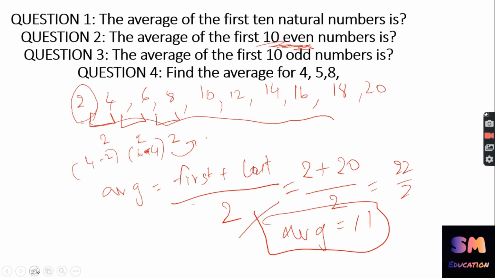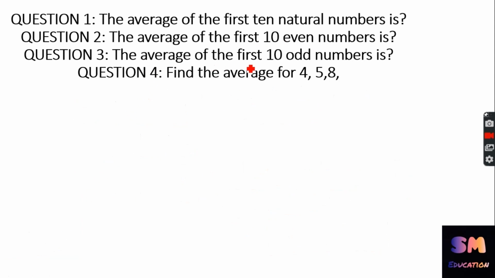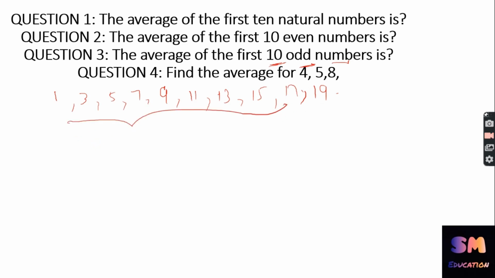Hope you all got my point. Let's solve the third problem. Find the average of first 10 odd numbers. First 10 odd numbers are nothing but 1, 3, 5, 7, 9, 11, 13, 15, 17 and 19. These are the first 10 odd numbers.